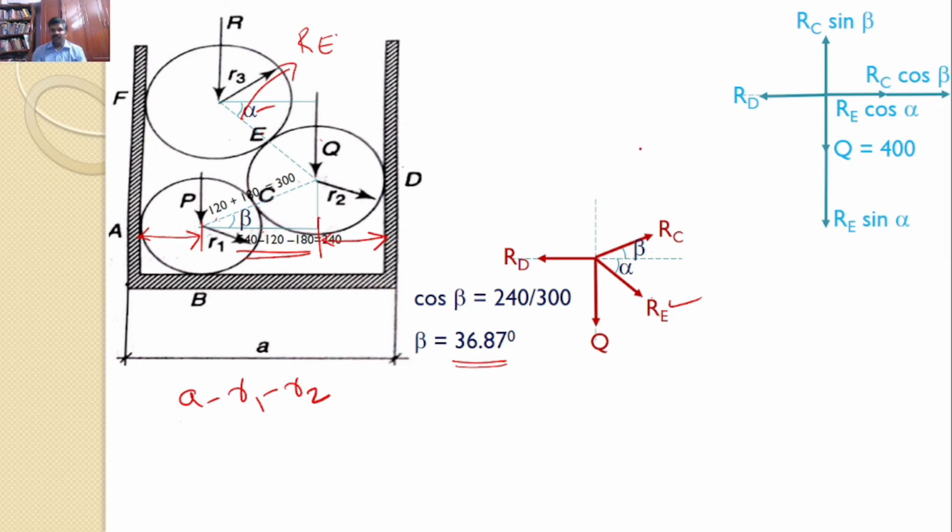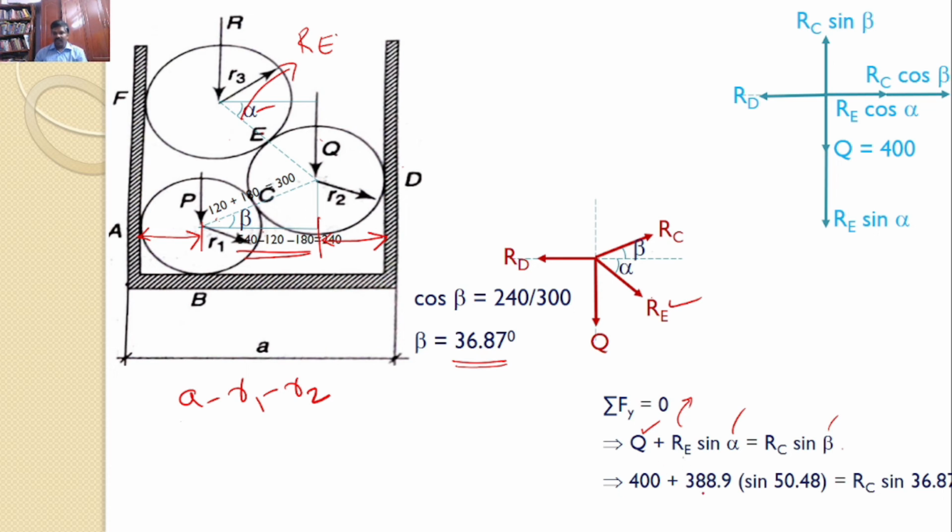Let us use our equilibrium equations. Sigma Fx is equal to 0. Sigma Fy is equal to 0. There are three forces, so you can say Q plus RE sin alpha is equal to RC sin beta. You know the values of alpha and beta, and you know the value of RE also, and you know the value of Q. You can substitute here RE value, sin alpha value, sin beta. All the values you can substitute and you can find the value of RC. That is 1166.67 newtons.